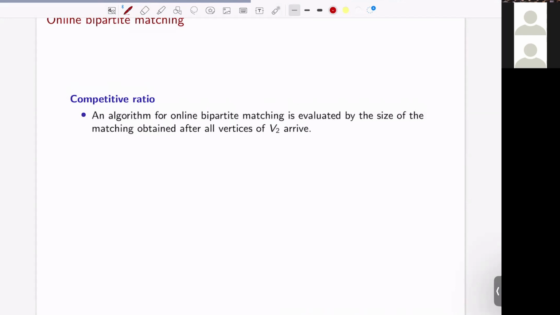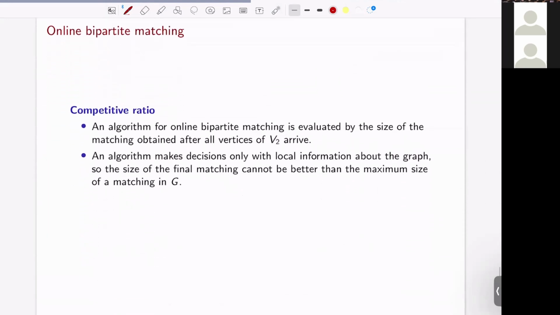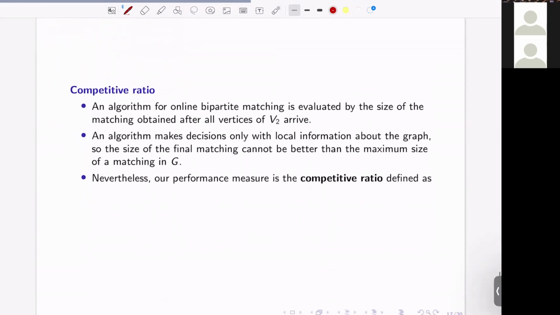And to evaluate the performance of this algorithm, we need to think about how we measure the performance. Of course, we do not have a complete picture of this graph. So our decision is based on local information, with a limited amount of information. So the quality of our algorithm should be worse than the augmenting path algorithm, which has access to the entire structure of the graph. But at the same time, I still want to compare what the augmenting path algorithm does and my online algorithm. That is measured by this notion of comparative ratio.